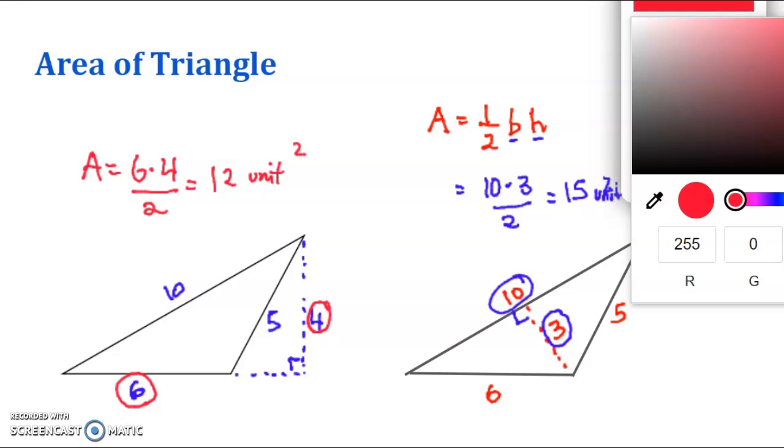Okay. So depending on the dimensions that you're given, remember the two numbers that you multiply to calculate the area always have to be perpendicular. They need to make a 90 degree angle.